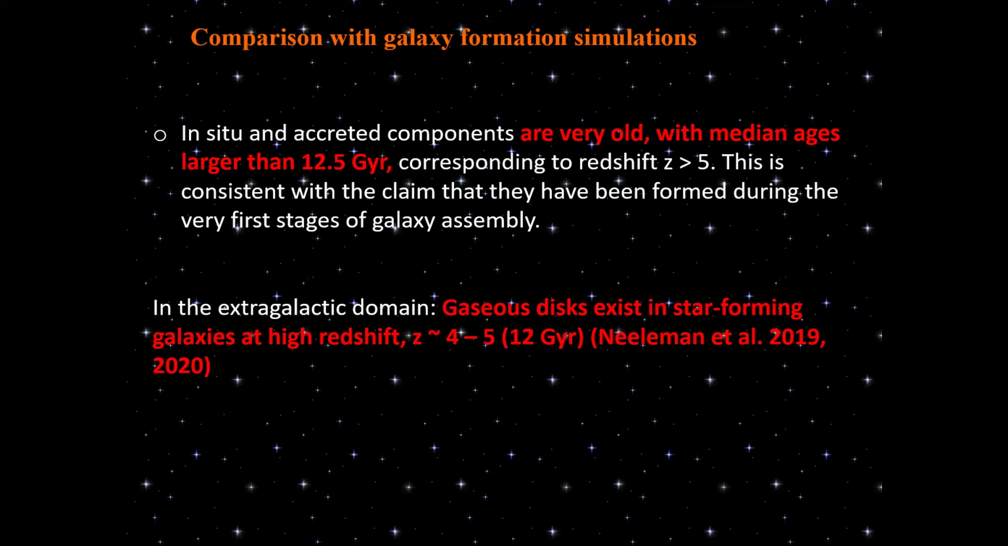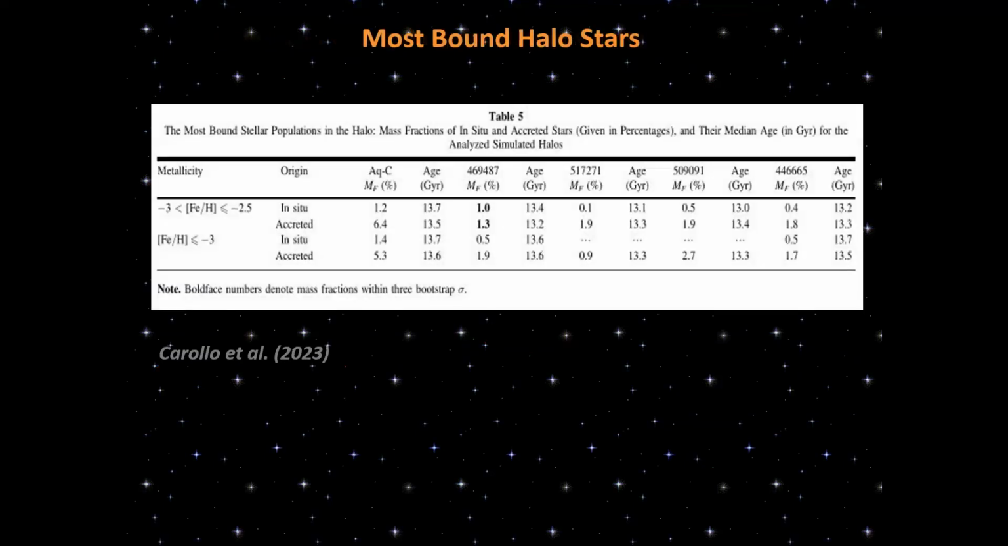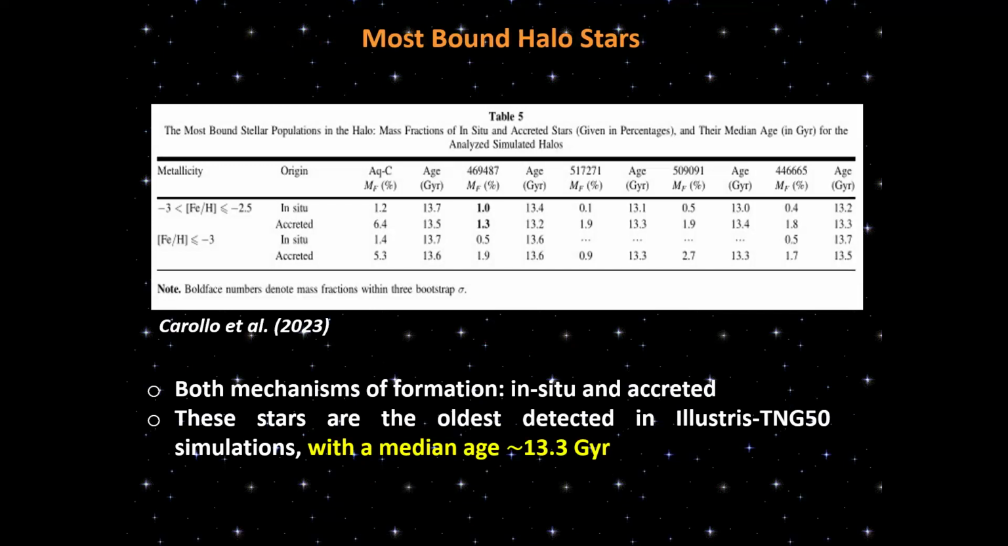This is the redshift corresponding to this age that is consistent with what we found in our simulation. So what about the most bound halo stars? The same table as before: both mechanisms of formation, in situ and accreted, are also valid for the most bound halo stars. The interesting characteristic is also that these stars are the oldest detected in this simulation, with an age of 13.3 gigayears.